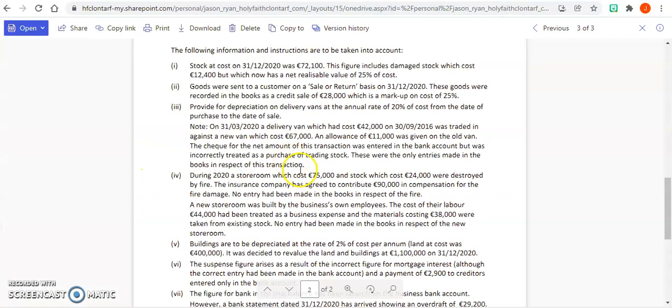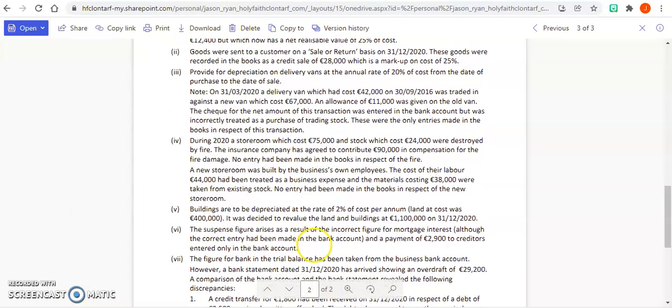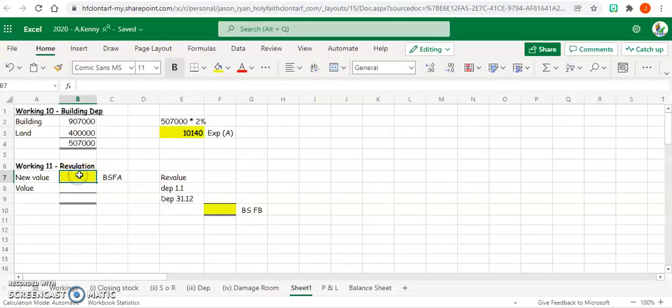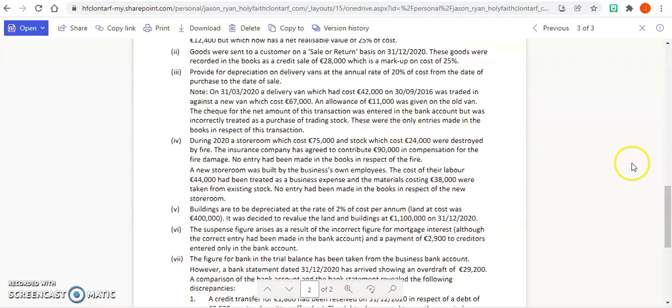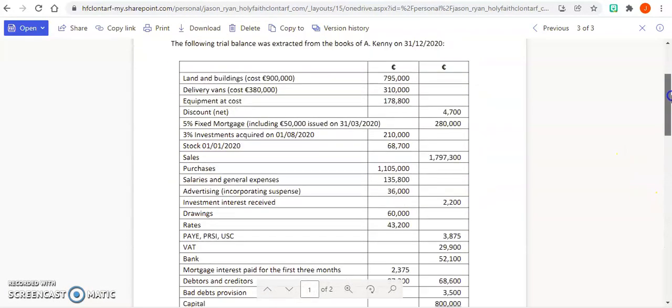The second part of that question was to revalue our land. So we revalued our land and buildings to 1.1 million, and we need to find out what the increase is. Our new value is 1.1 million. We're going to take away our old value, which is 907,000, and that's going to give us the increase in our land and buildings. So the revalued figure that goes into the revaluation reserve is 193,000.